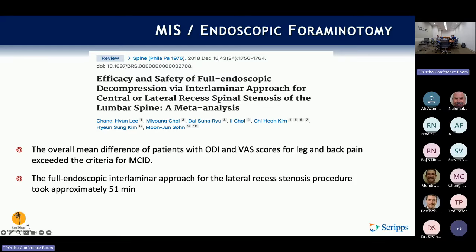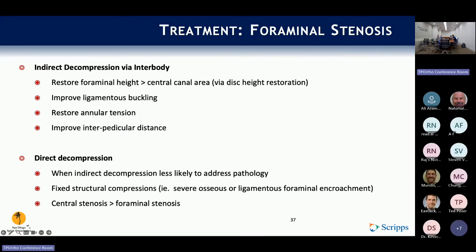And then this is just another study that evaluated the overall effectiveness of endoscopic decompression. In this study, they showed that patients had ODI and VAS score improvement that exceeded the criteria for the MCID. And essentially, the full endoscopic interlaminar approach took about 51 minutes in total.